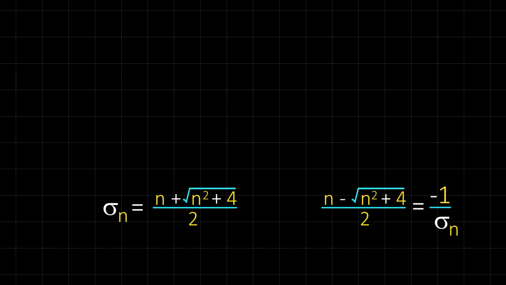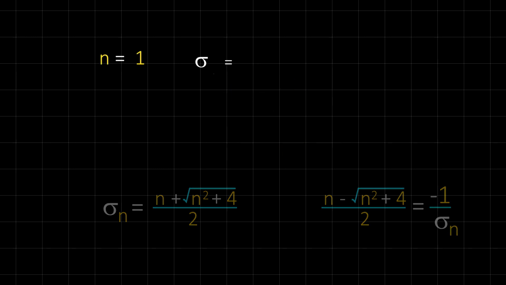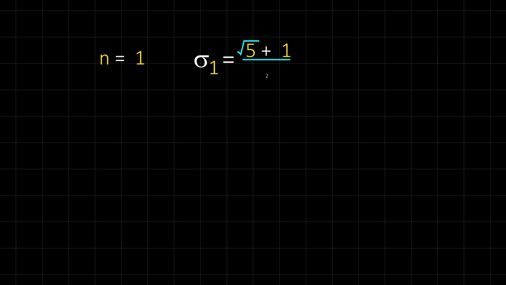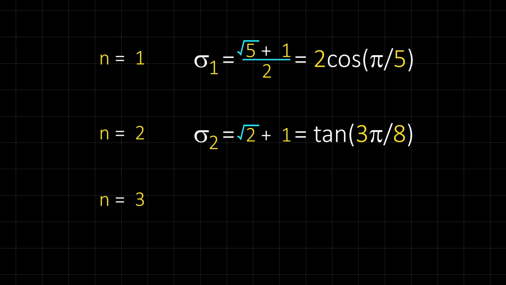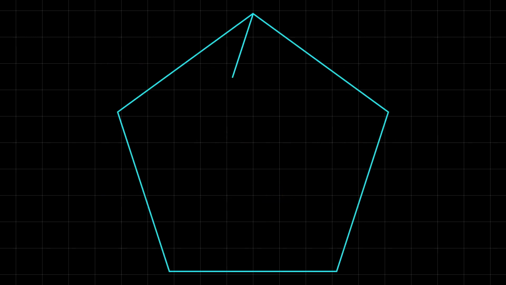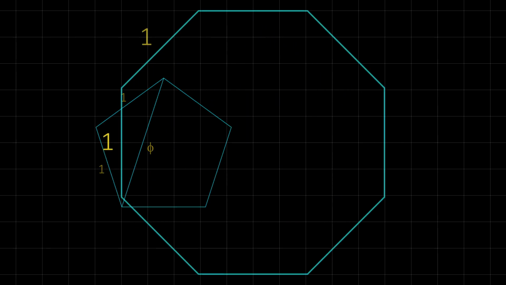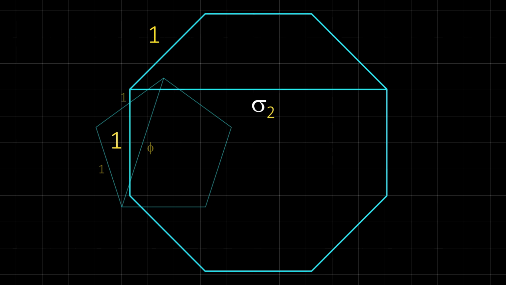Now when n equals 1, we get sigma 1, which is equal to (square root of 5 plus 1) over 2, which is known as the golden ratio, which is also equal to 2 cos pi by 5. For n equals 2, we get the silver ratio, which is equal to square root of 2 plus 1, which is equal to tangent 3 pi by 8. For n equals 3, we get the bronze ratio, which is equal to (3 plus square root of 13) all over 2, and so on. The ratio of the diagonal of a regular pentagon to its side is phi, and the silver ratio is the ratio of the second diagonal of an octagon to its side.